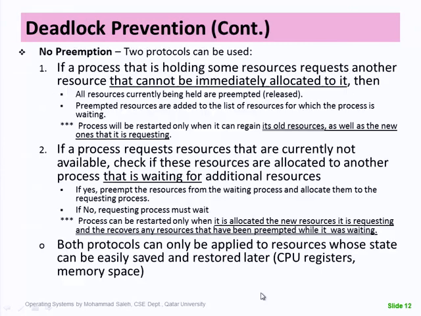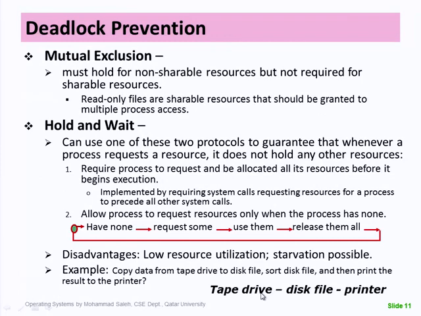The drive on which the file is saved. So that's the resource that the process is supposed to get. Here we're taking from a tape drive, and then doing a sorting, and basically we're going to copy it to the disk, and then do the sorting, and after that send it to the printer. So 3 resources are needed, okay? So getting them one by one is a problem.